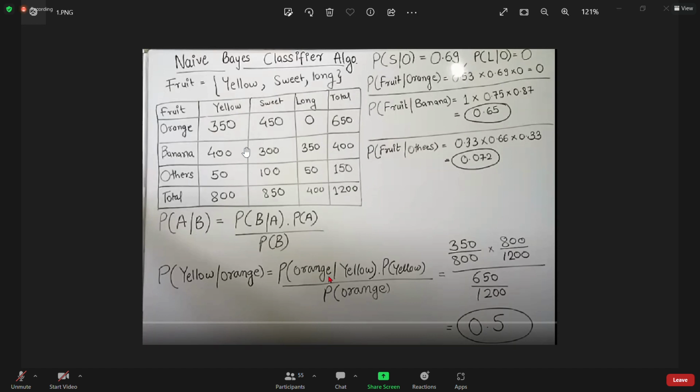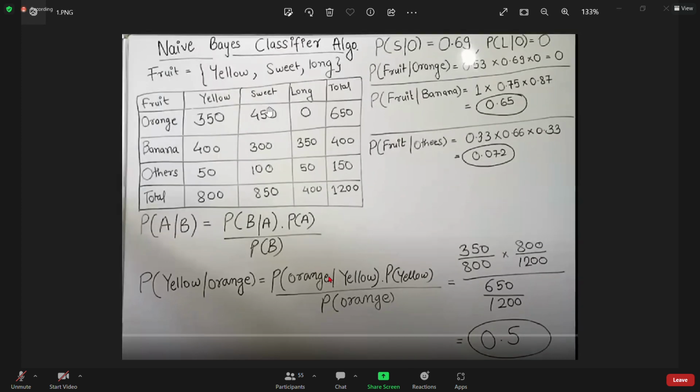Remember, I have one data set, isn't it? Look at this. This has a fruits data set, okay? And everybody knows the Bayesian theorem equation now. The columns are yellow fruits, sweet fruits, and long fruits, and the total. Overall, we have 650 oranges. Yellow oranges are 350, sweet oranges are 450. Definitely an orange is never long.